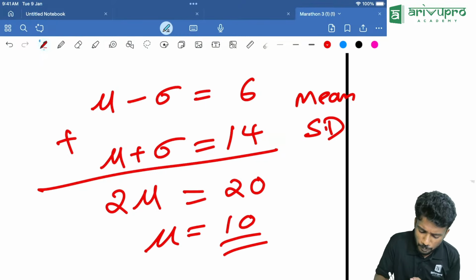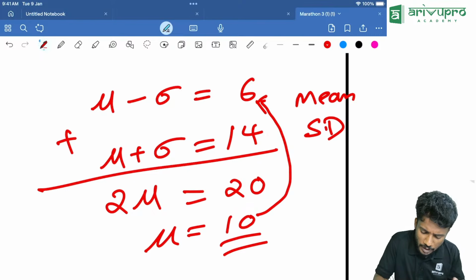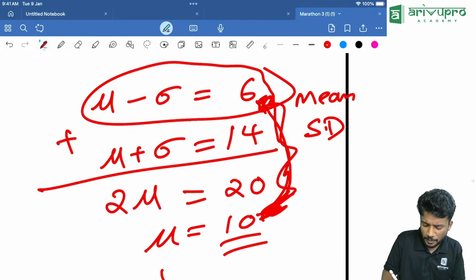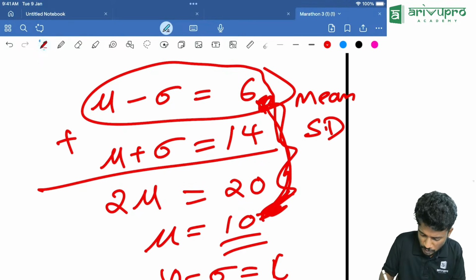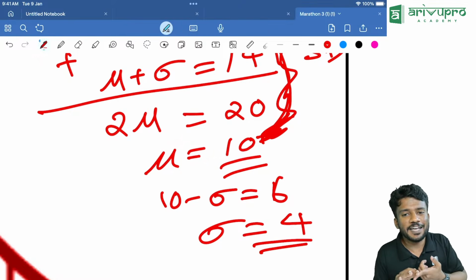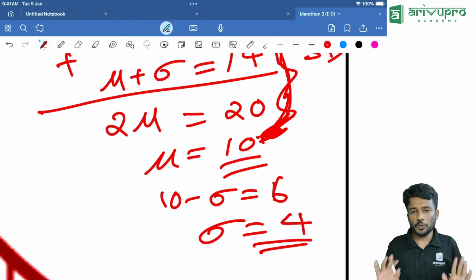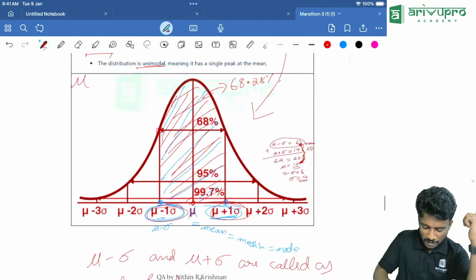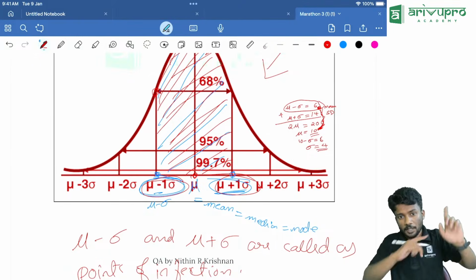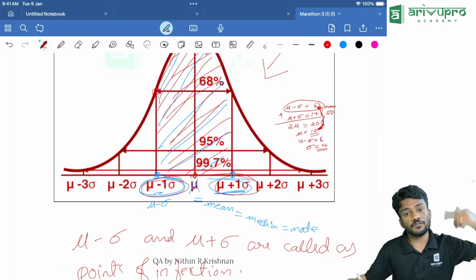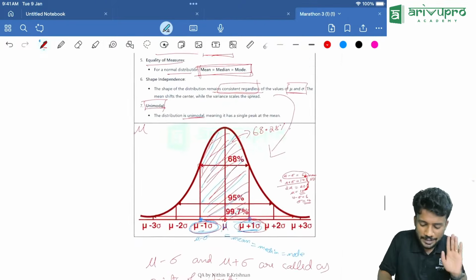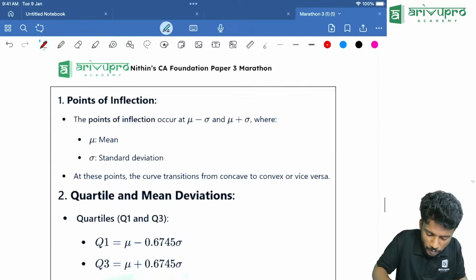If you know the value of mu, can I substitute over here, in the first equation? Then it will be 10 minus sigma is equal to 6. Then sigma is equal to how much? 4. So you can find the value of mu and sigma using that. So points of inflection is the main point. What is the importance of points of inflection? It is the point at which the normal curve transitions from concave to convex or convex to concave. That is important.